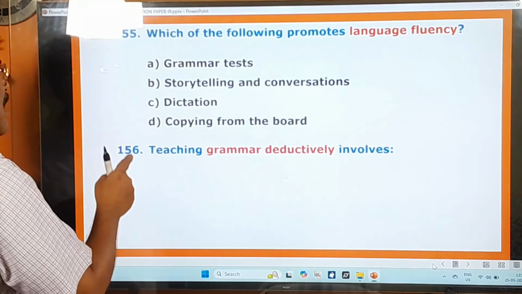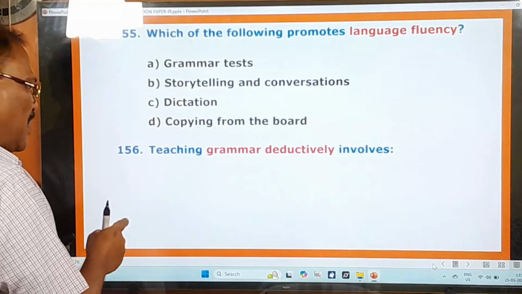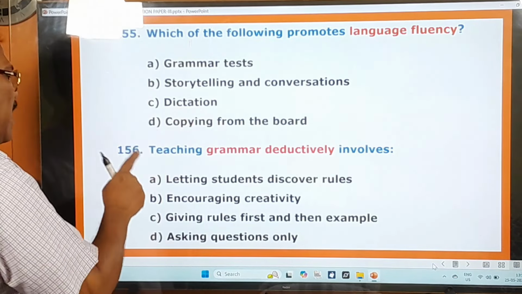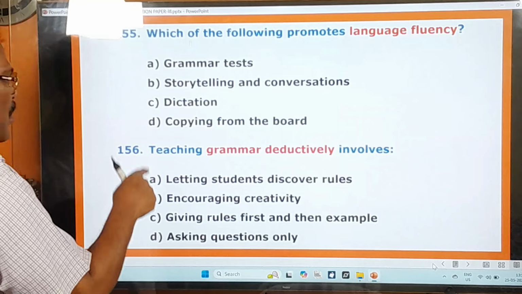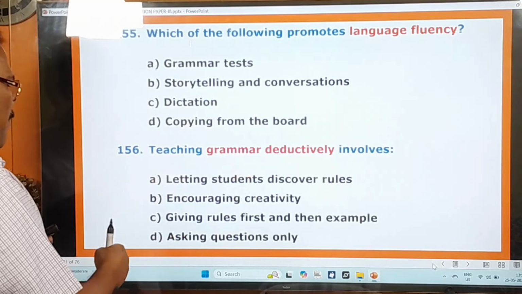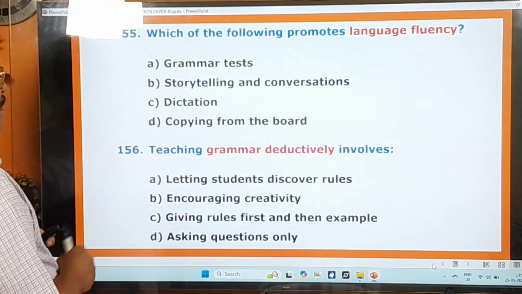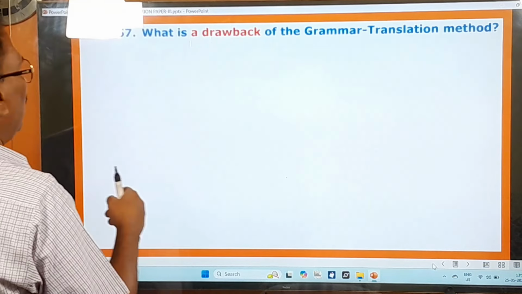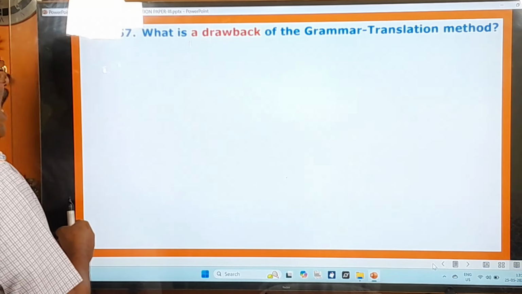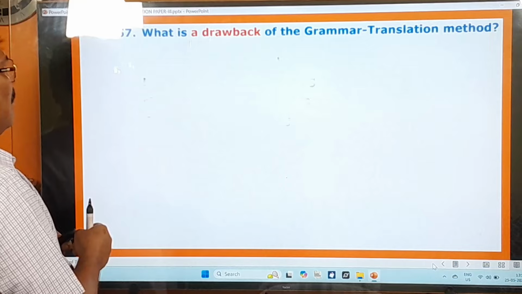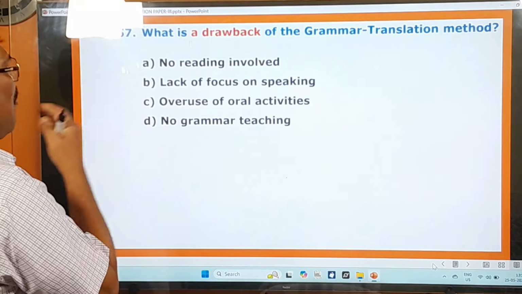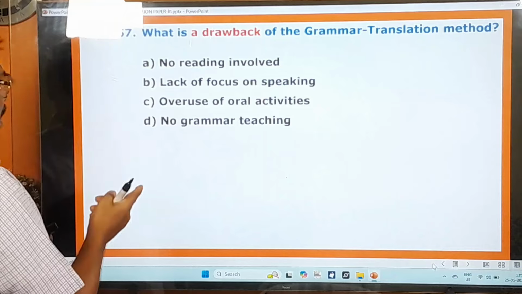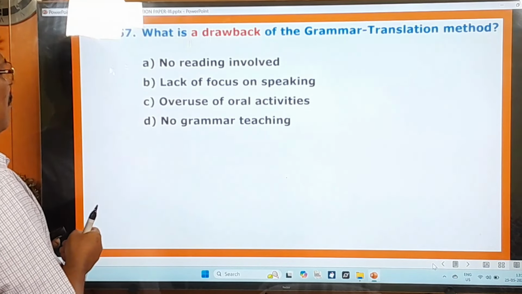156th question. Teaching grammar deductively involves letting students discover rules, encouraging creativity, giving rules first and then examples, asking questions only. 157th question. What is a drawback of the grammar translation method? No reading involved, lack of focus on speaking, overuse of oral activities, no grammar teaching.